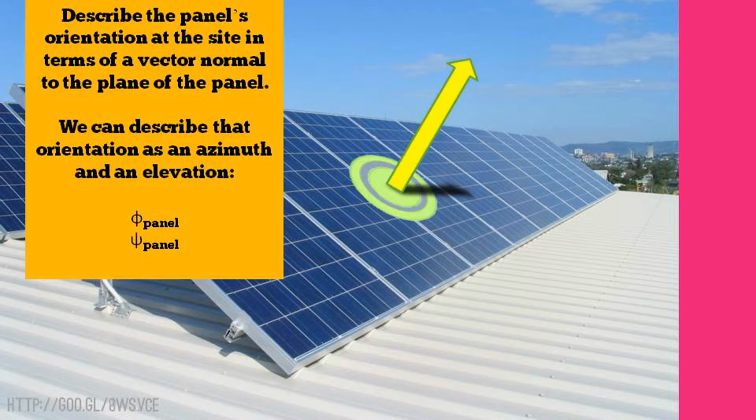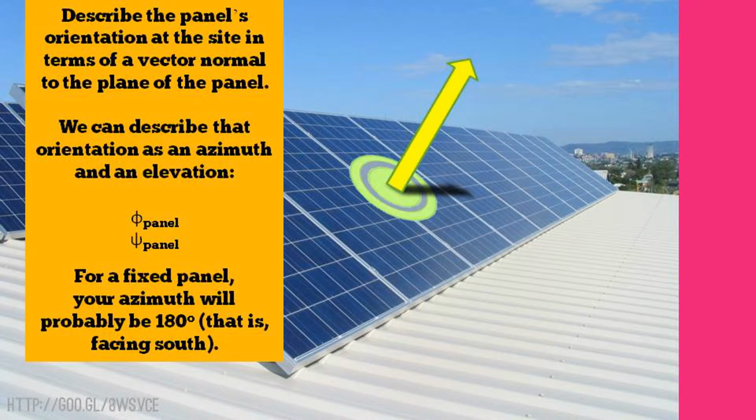Now, for fixed panels, which is how we're going to be doing Project 1, I think we can make a reasonable assumption that we're always going to want the panels to be facing south. Our azimuth will always be 180 degrees or pi, depending on whether you're using degrees or radians. The question is, what is the elevation angle going to be for the panel here?